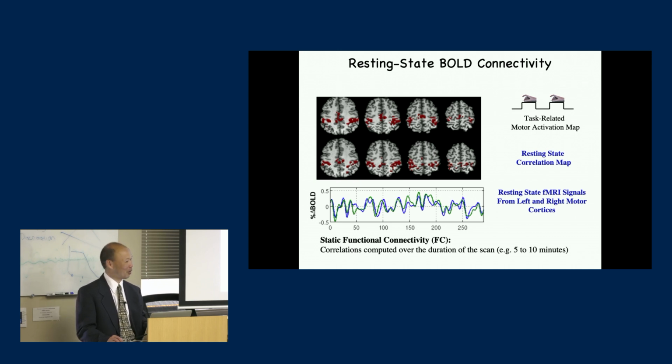I think there's a quote from Schopenhauer, is it? That at first it's violently rejected, and then later on it's like, well, that was really obvious. So resting state fMRI is like that, and now the NIH has been spending hundreds of millions of dollars to do this method.